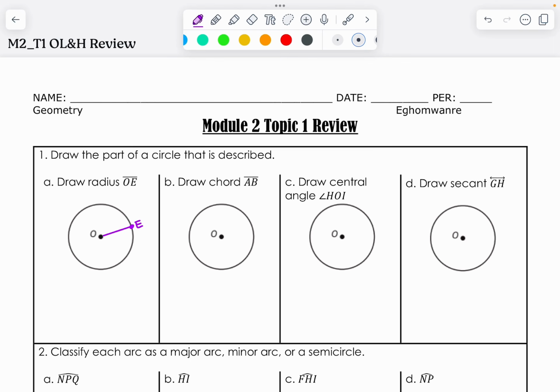Number 2, part B, draw chord AB. So a chord can look like that. And just make sure to label the endpoints, A and B.